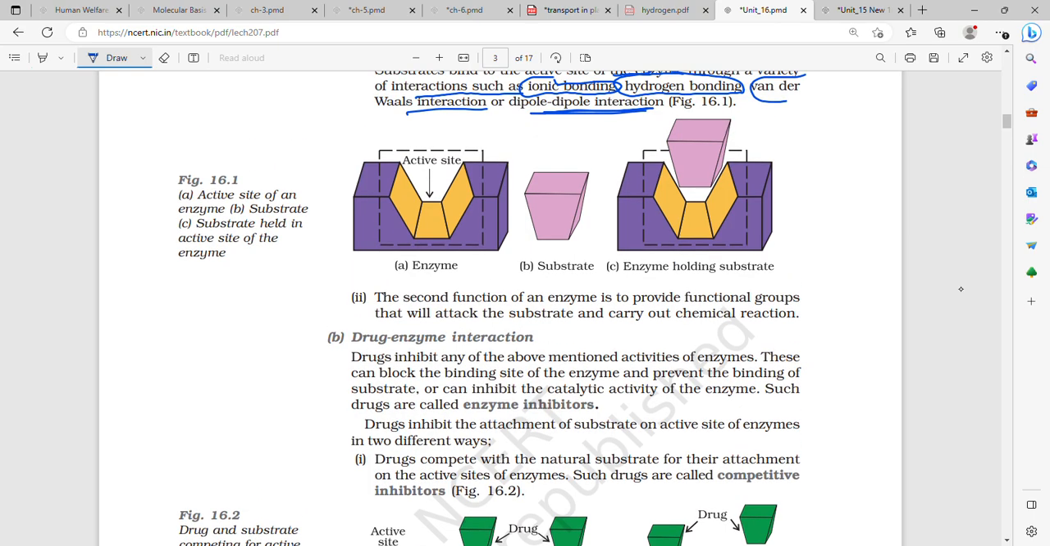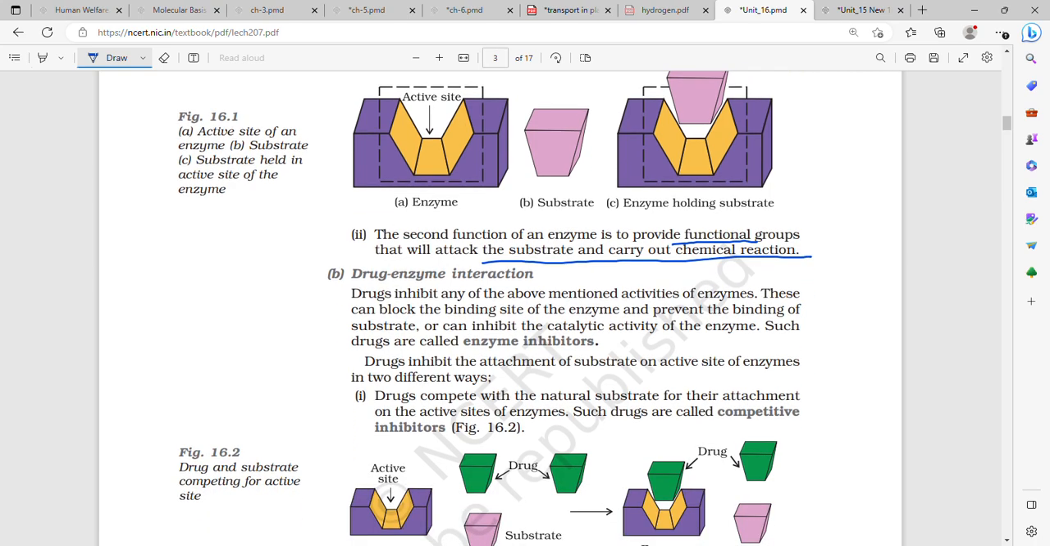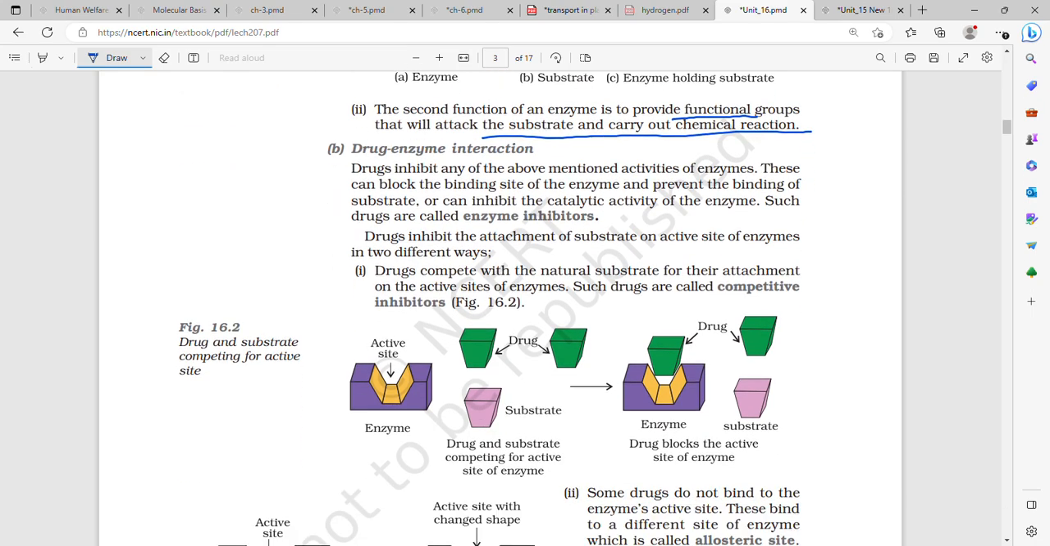What is the second function of an enzyme? It is to provide functional groups which will attack the substrate and carry out a chemical reaction. So first is to hold the substrate in its place with the help of an active site present on the enzyme, through ionic bonding, hydrogen bonding, van der Waals interaction or dipole-dipole interaction. Then the second function is to provide functional groups which will attack the substrate and carry out the chemical reaction. Now that the substrate has bound to the active site, the reaction has to proceed. The enzyme has functional groups, and these will attack the substrate, and then the chemical reaction will be carried out.